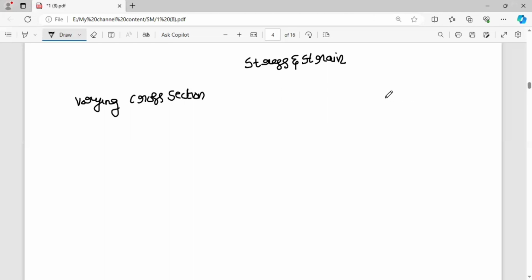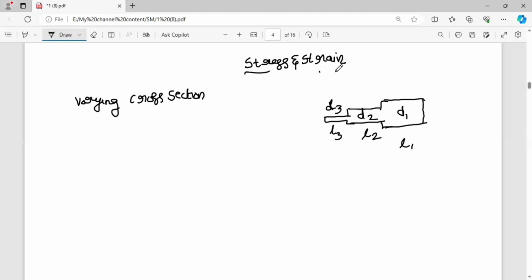For example, I'm considering a circular bar. Its diameter is taken as d1, its length is taken as l1. Next, I'm reducing the diameter here. Its diameter is d2, its length is l2. Next, another one is there here. Its diameter is d3, its length is l3. In this way we have. So how can we calculate the stress and strains?